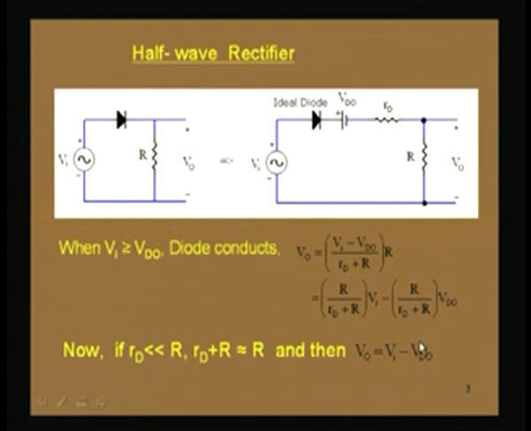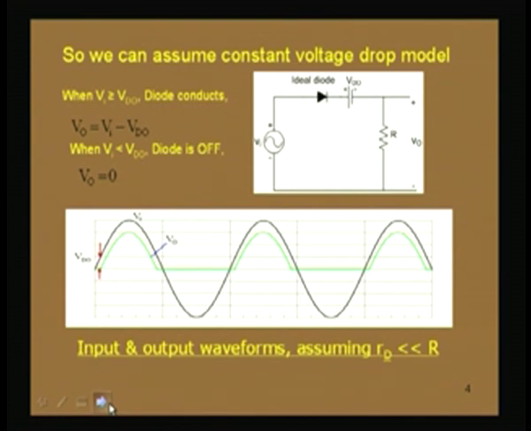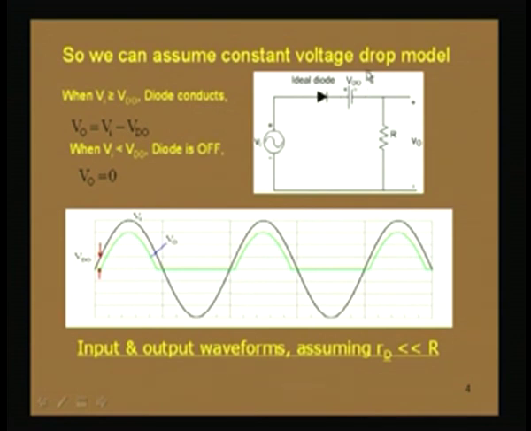That V_D0 will be now here and R_D will be ignored. So, as R_D is ignored, it is nothing but the constant voltage drop model. So, we can now assume that we are replacing this practical diode by its constant voltage drop model. So, assuming the constant voltage drop model, we are getting a simplified circuit which will be having only the constant voltage drop V_D0 of the diode.